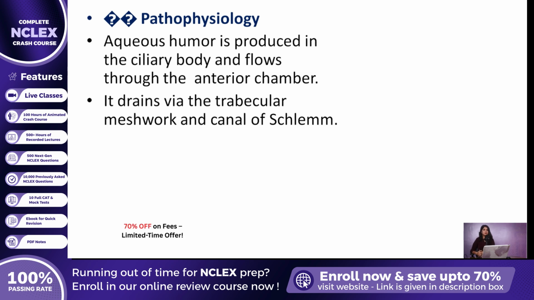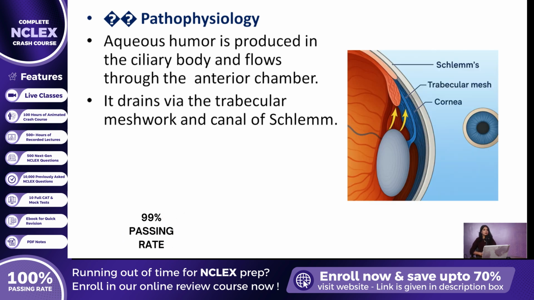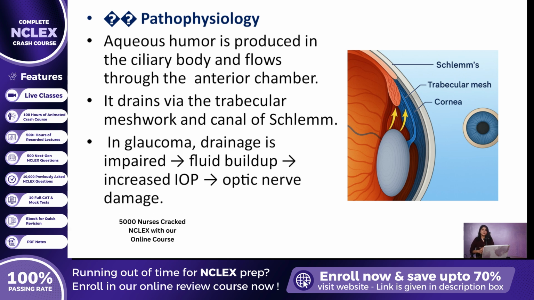Here's how the normal process works. Aqueous humor, that's the fluid in the eye, is produced by the ciliary body. It flows forward through the anterior chamber of the eye. From there, it drains out through a special system, the trabecular meshwork, and then into the canal of Schlemm. But in glaucoma, this drainage system doesn't work properly. When that drainage is impaired, fluid begins to build up inside the eye. That buildup increases the intraocular pressure, which eventually leads to optic nerve damage. And that's what causes the progressive vision loss we see in glaucoma.